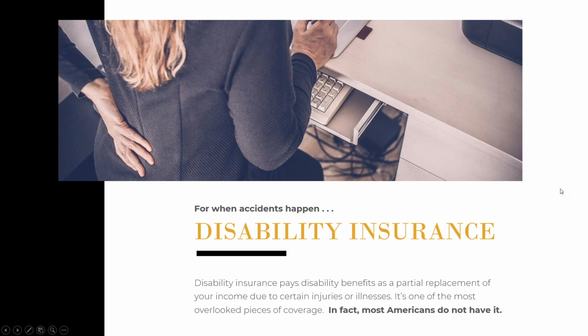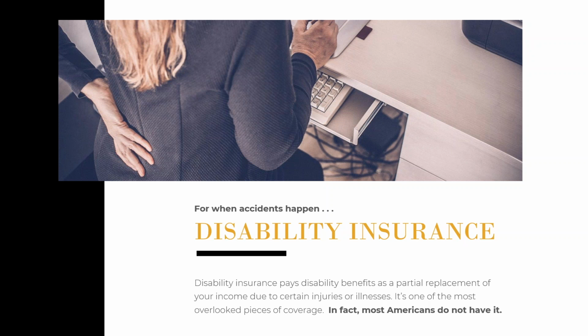We're going to transition now and talk about disability insurance. I would submit to you that most folks out there are very comfortable with their needs of having life insurance. You get married, you have kids, I'm going to have life insurance. It's amazing to me how few people actually have disability insurance. In fact, most Americans don't.